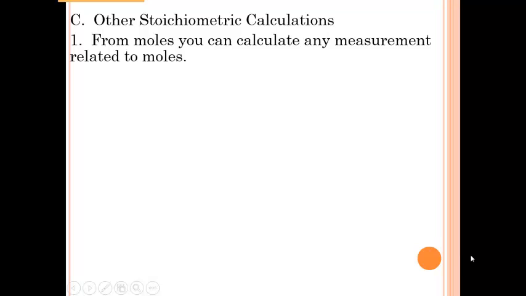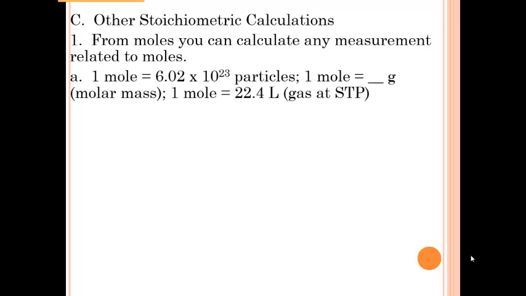As we move forward, we want to practice some other stoichiometry calculations. So we've already looked at how to convert grams of a substance into grams of another, but as long as we have the moles of a substance, we can calculate any measurement related to moles like we did in the first unit. So we should be able to calculate particles. Okay, once we've done the mole-to-mole ratio, we could get the particles of it by using Avogadro's number.